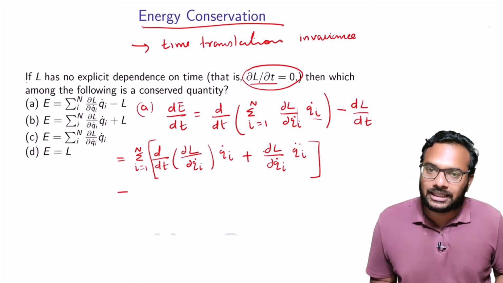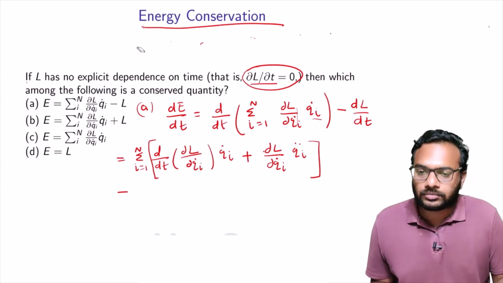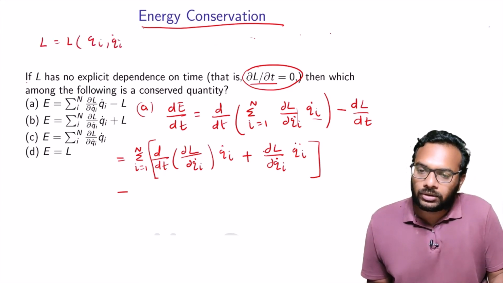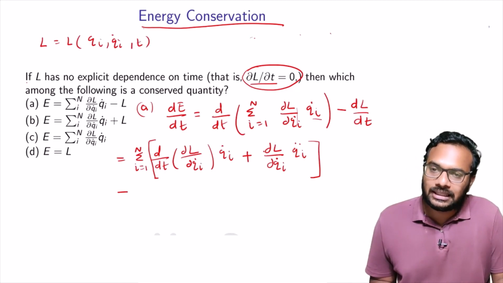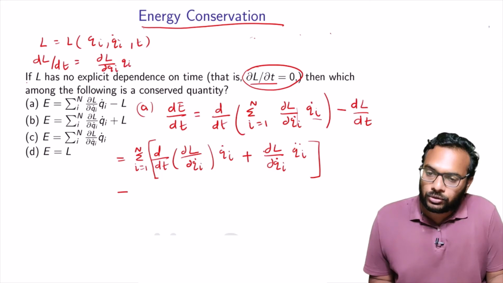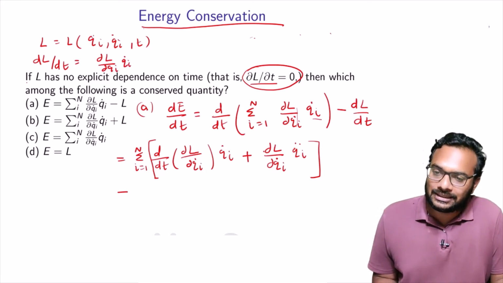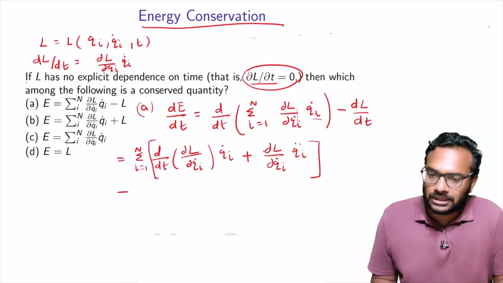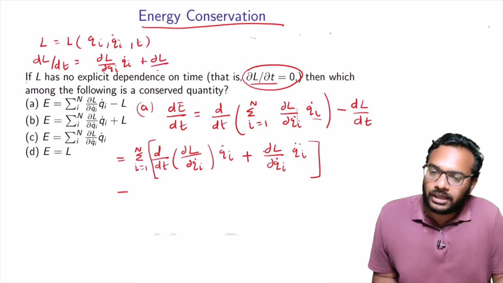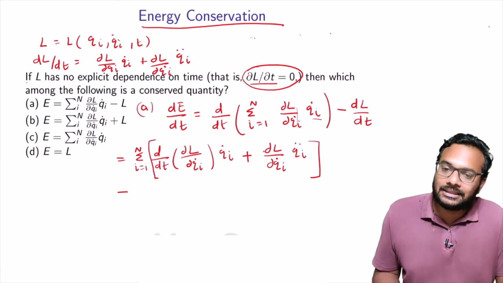We can also expand dL/dt because L is a function of qi, qi dot and t. So what is dL/dt? You have to use the chain rule. If you find dL/dt, that's ∂L/∂qi times qi dot, because the Lagrangian can change because of the dependence of qi on time. Also qi dot can depend on time, and the Lagrangian can change accordingly. That is ∂L/∂qi dot times qi double dot. This is the change in the Lagrangian due to the change in qi dot with respect to time.